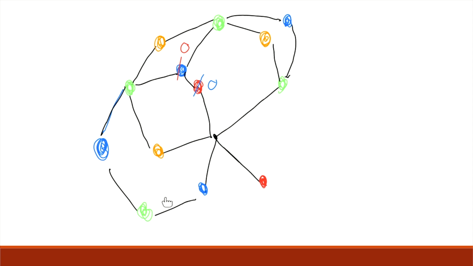And actually what just happened is that green-blue path got ruined. The green-blue chain is no more. So what could be a situation here?